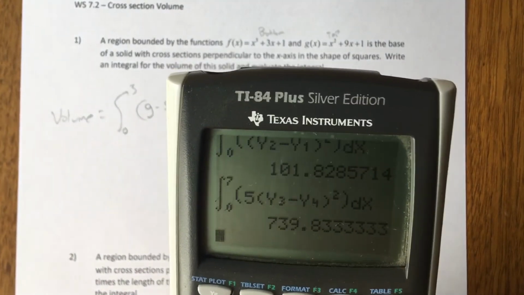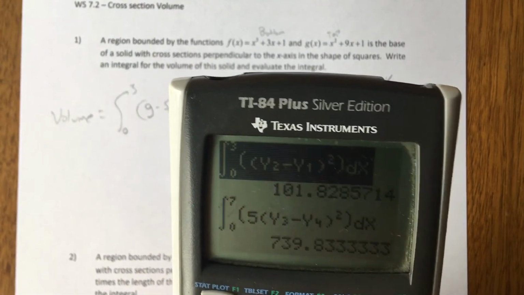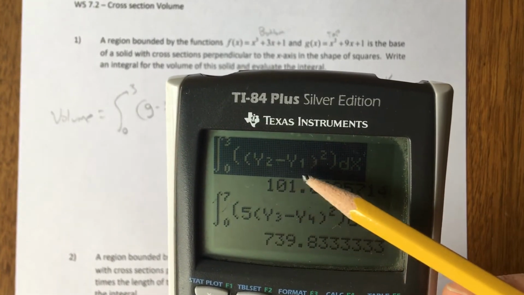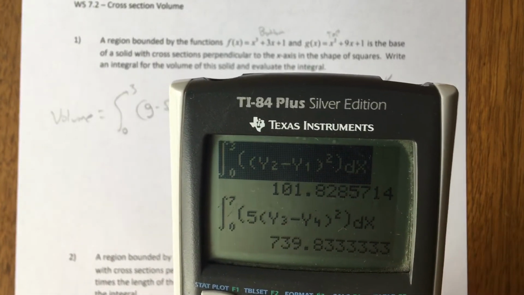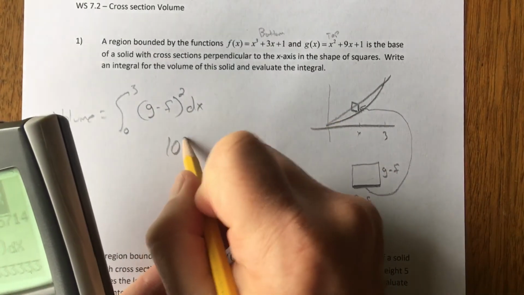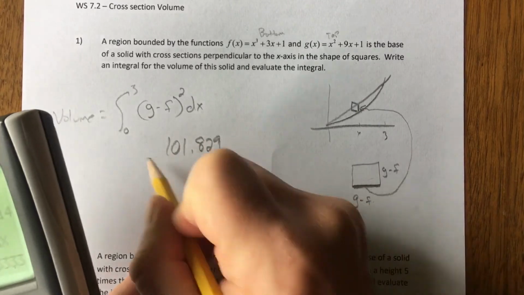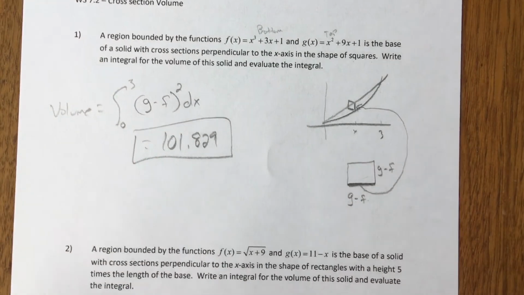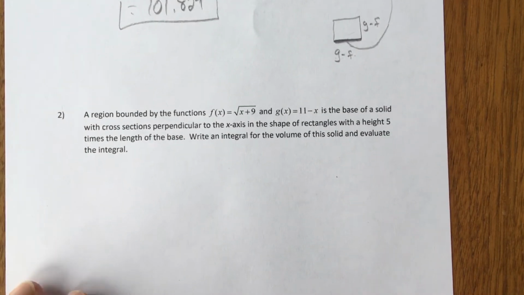So I take the calculator and I go from 0 to 3, y2 minus y1 squared dx, and it ends up with 101.829. All right, so not too bad on that one. The second one also is not too bad either.